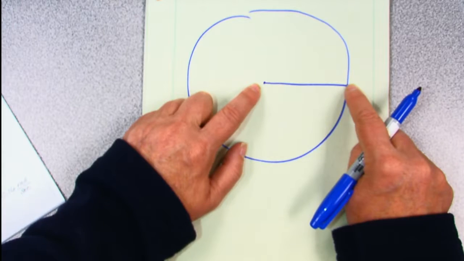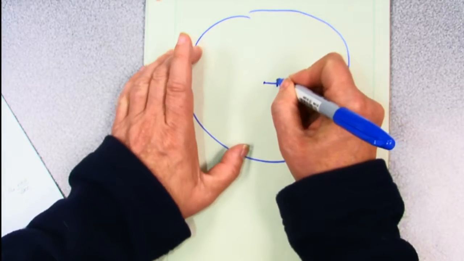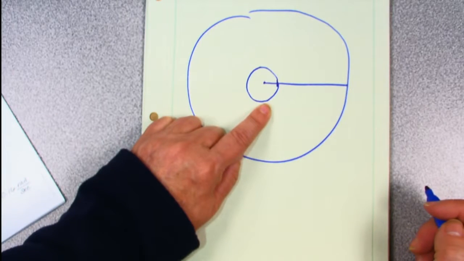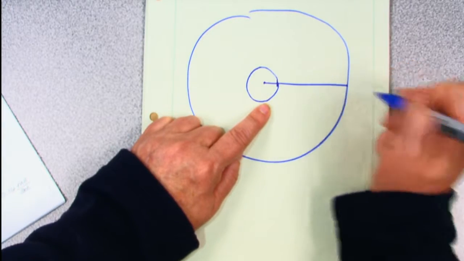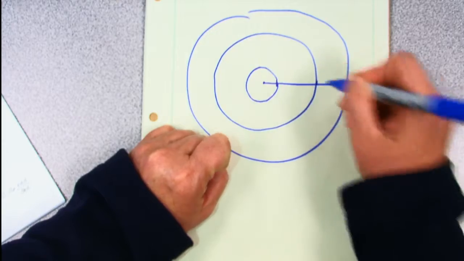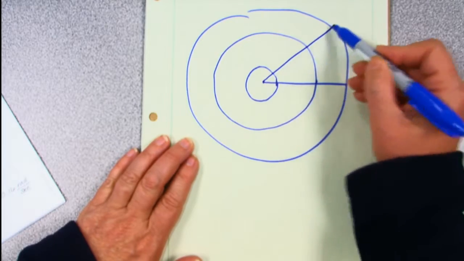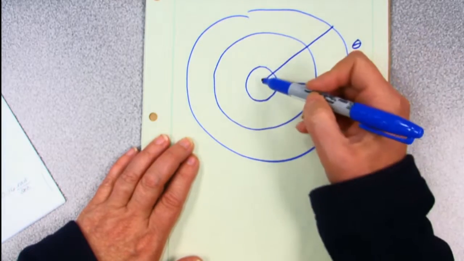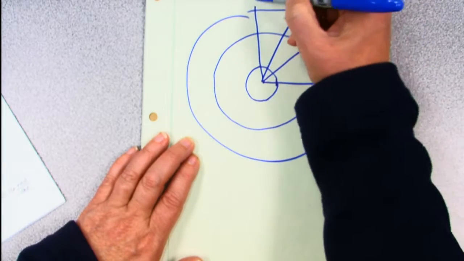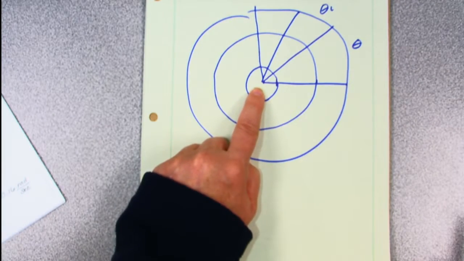Think about what's happening here. The person that's on this spot going around is going to experience the same change in angle as the person way out at the edge, or the person here in the middle. Going around the circle, I'm always going to experience the same change in angle. This angle is theta, this angle is theta 1, this angle is theta 2. They're all going around the circle at the same rate of changing angle.